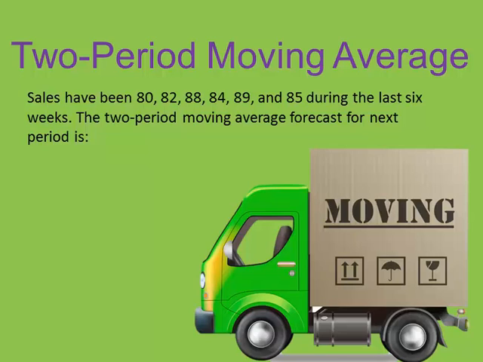So we have sales of 80, 82, 88, 84, 89, 85. Looks pretty familiar, right? During the last 6 weeks. The 2-period moving average forecast for the next period is, well, all you do is take the last 2 periods and find the average for that. Again, 89 plus 85 divided by 2 is 87.